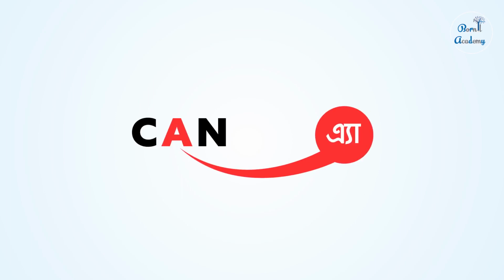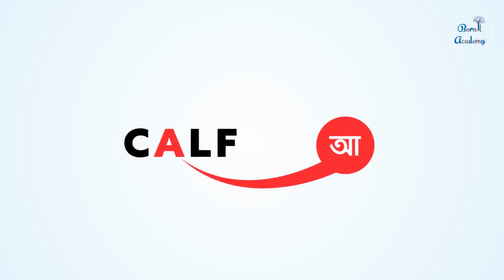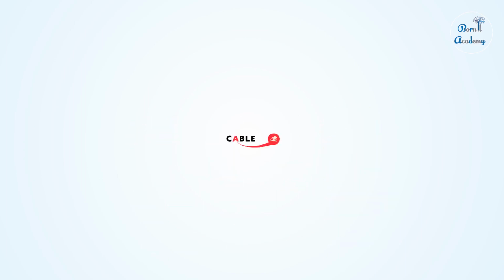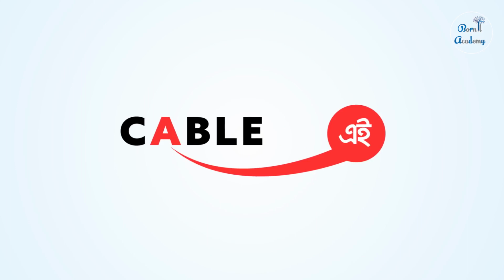Like in the first word, letter A is pronounced as A, can. And in the second one, letter A is pronounced as R, like curve. And in the third one, the letter A is pronounced as A, you see, cable. So the thing is that the letter is same, but the pronunciation is quite different.